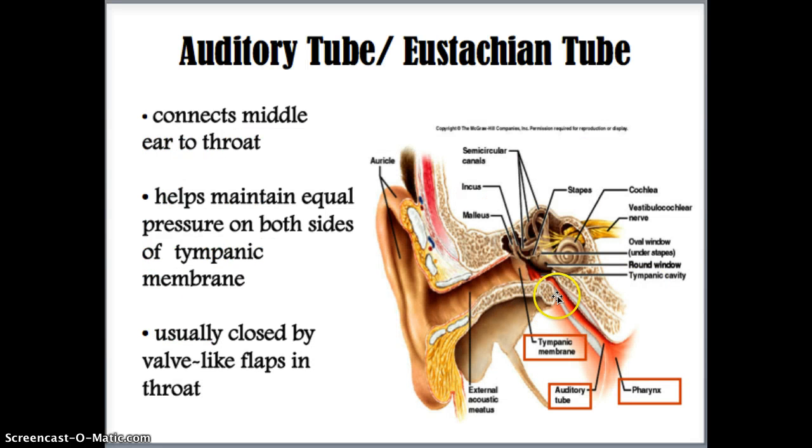So the tube here is called the auditory tube, or the Eustachian tube. It connects your middle ear to your throat, and it's all to maintain pressure. The area here in your meatus is directly connected to the outside, so we don't have to worry about pressure building up here. But in your inner and middle ear, pressure will build up.